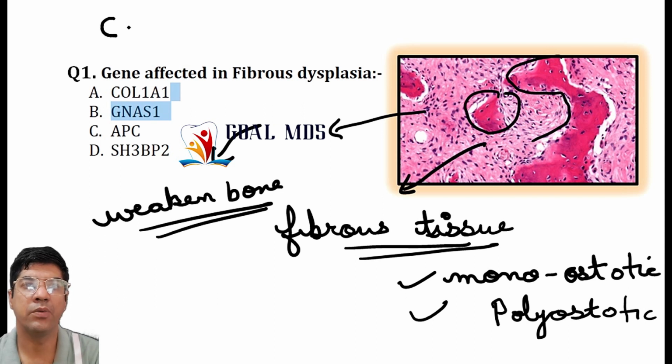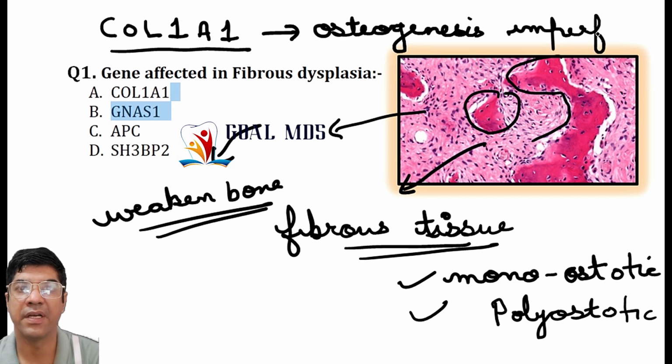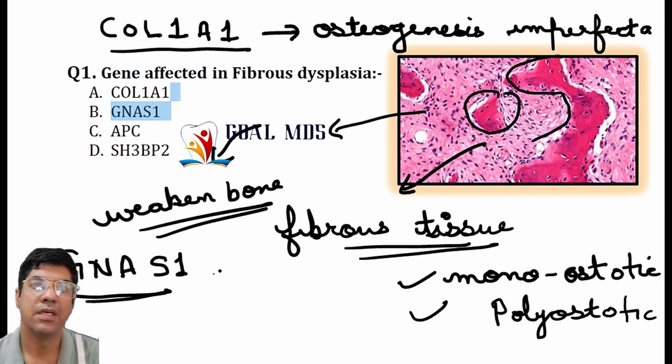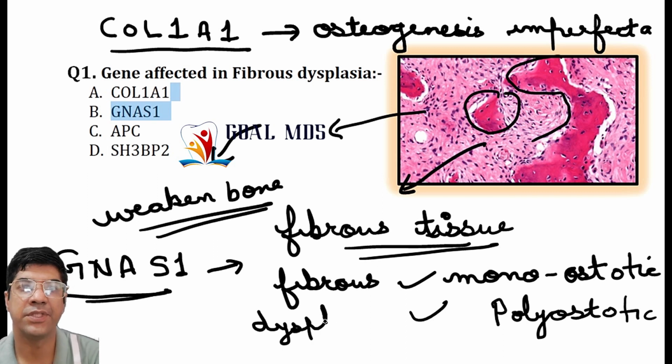Now let us come back to the genes that are affected. Remember, COL1A1 gene mutation is associated with osteogenesis imperfecta, a condition characterized by fragile bone and frequent fractures. The other is GNAS1 gene. Yes, it is the gene that is associated with fibrous dysplasia.